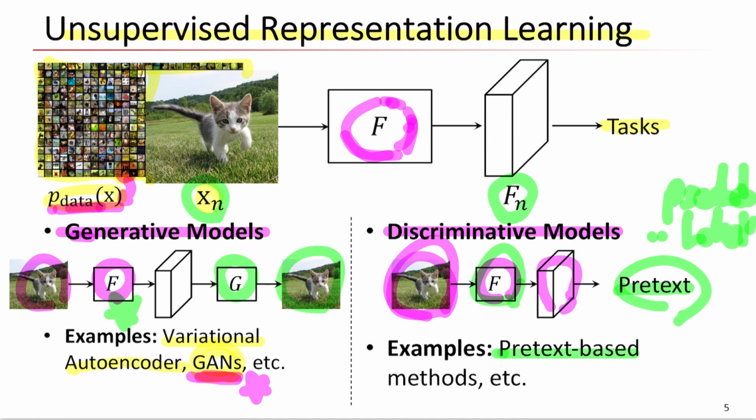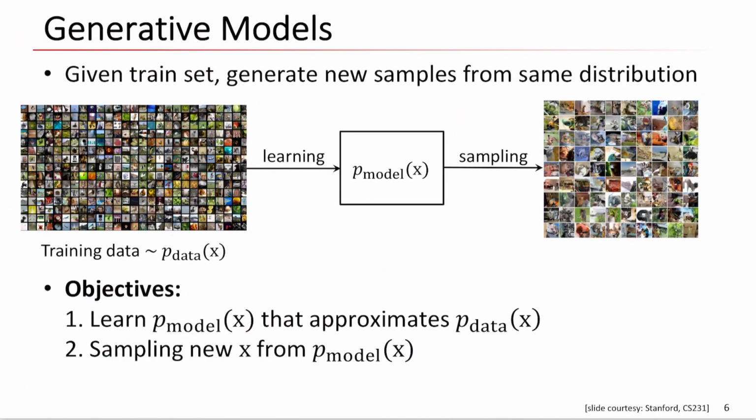So there are several kinds of pretext-based methods here. Nowadays, in many computer vision applications, the state of the art methods use these pretext-based methods to train their network without any ground truth. Okay, so we will discuss this. Let me start with the generative model.